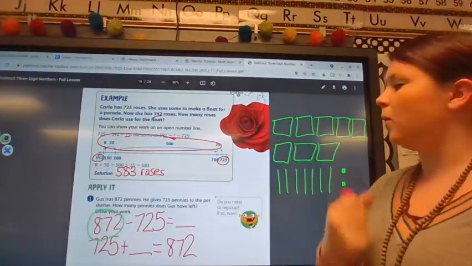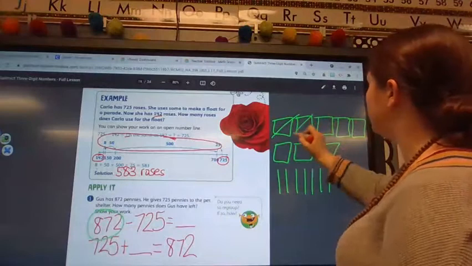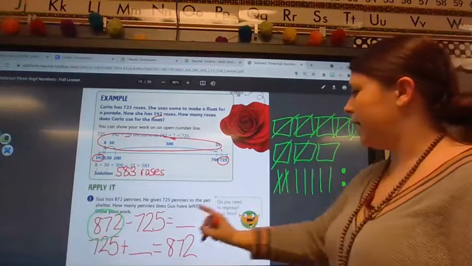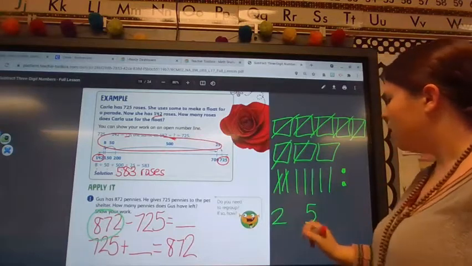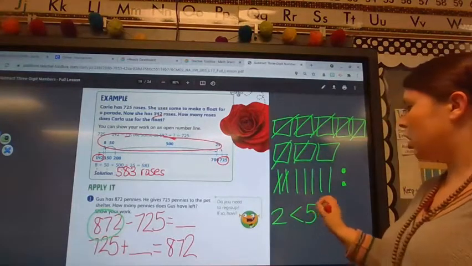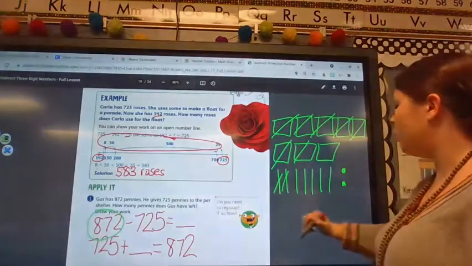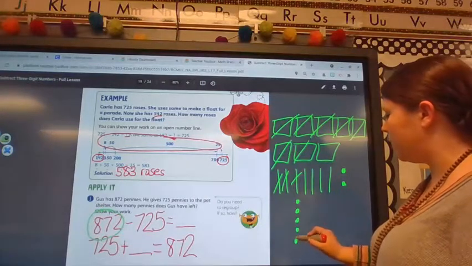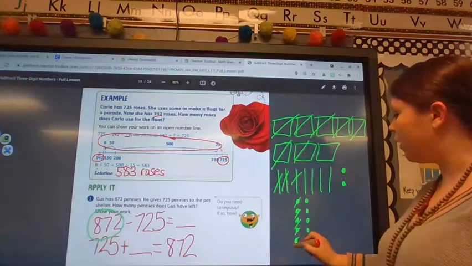Now I'm going to take away 725. So let's start by taking away 700s. 1, 2, 3, 4, 5, 6, 7. 2 tens, 1, 2, and 5 ones. Uh-oh. Let's compare 2 and 5. Which one is larger, 2 or 5? 5 is larger, so guess what we have to do? We have to regroup to have enough ones. So I'm going to take one group of 10 and turn it into 10 ones. Now I can take away 5 ones.